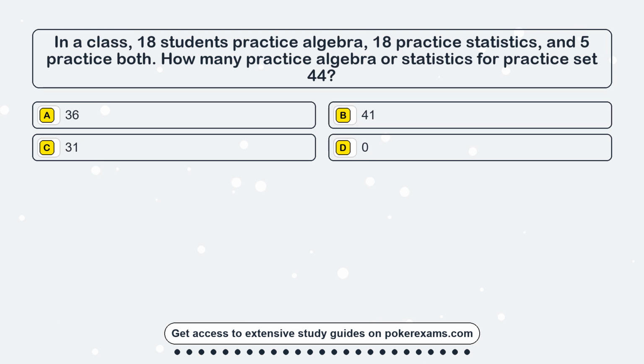Question 24. In a class, 18 students practice algebra, 18 practice statistics, and 5 practice both. How many practice algebra or statistics for practice set 44? Option A, 36. Option B, 41. Option C, 31. Option D, 0.